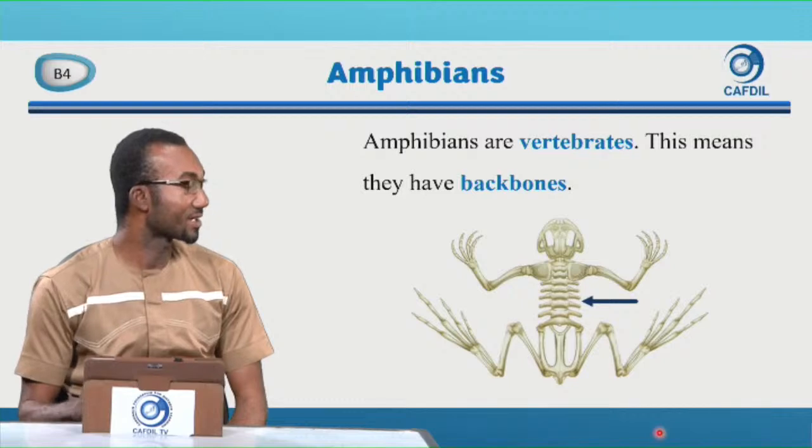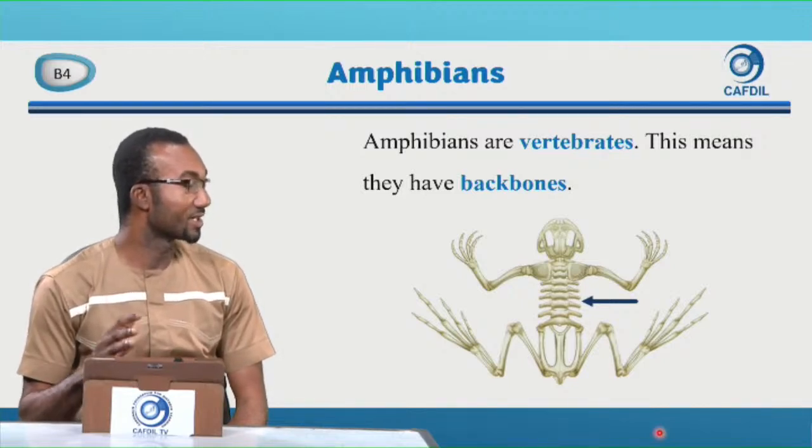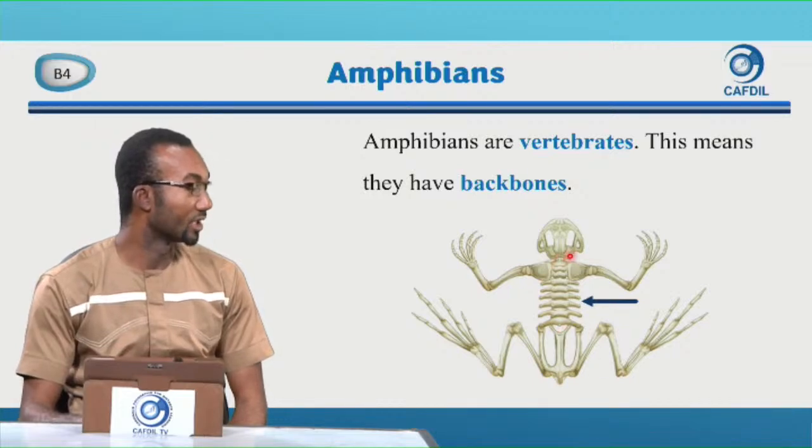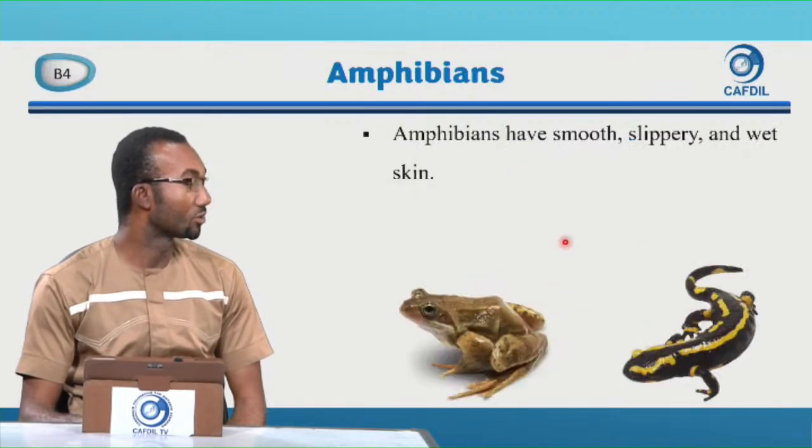1. Amphibians are vertebrates. This means they have backbones. So this is the backbone. In humans, we call this spinal cord. Amphibians also have backbone, and this is the backbone. So amphibians have backbones.